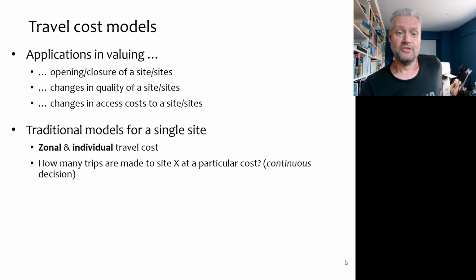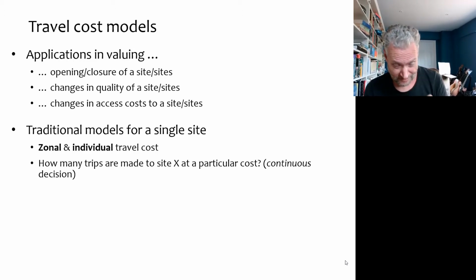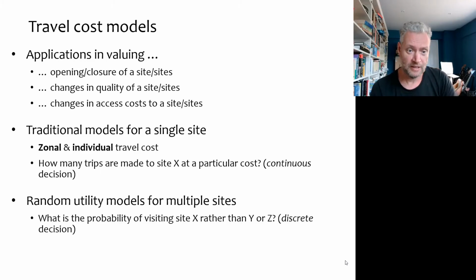The process that Hotelling describes is a so-called zonal travel cost method. I'll talk about it more in detail, but you can also do this where essentially every zone contains one individual. And the key thing that we predict with these models is how many trips are made to a particular site by a particular individual or a particular population of individuals at a particular cost. But the key prediction here is the number of trips made.